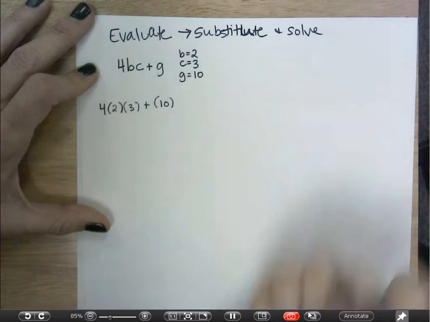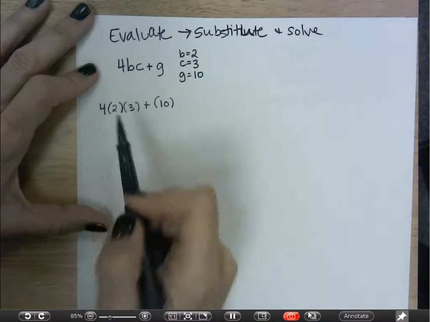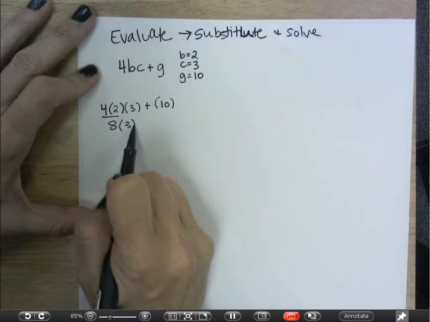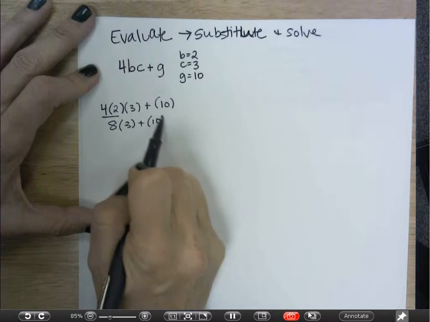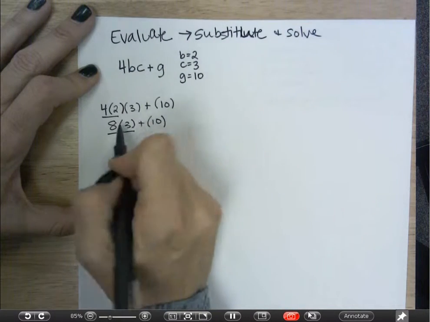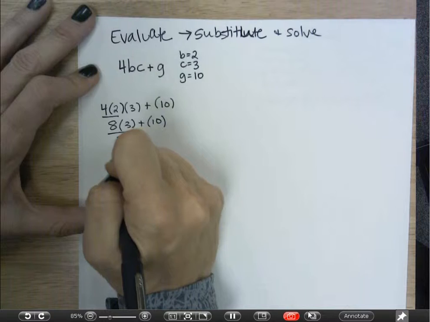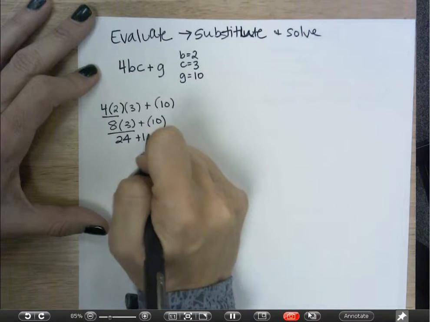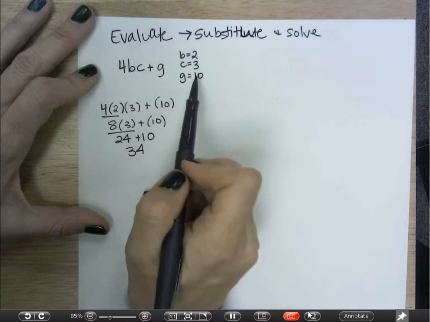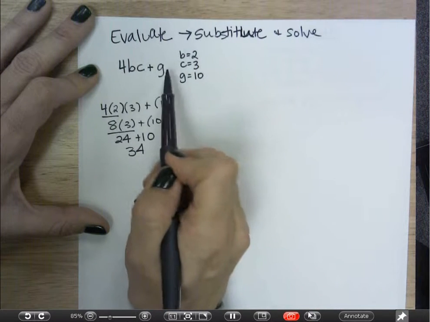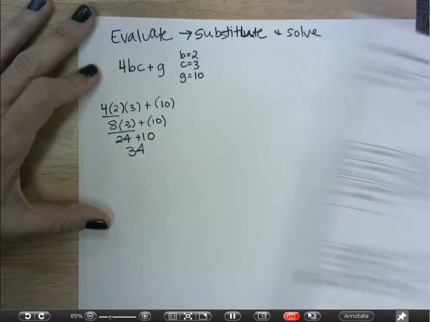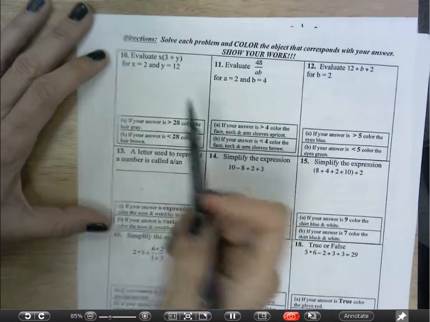Now I follow my order of operations and I do 4 times 2, which is 8, times 3 plus 10. Then I do 8 times 3, and since that's right outside parentheses, I know I'm multiplying it. 8 times 3 is 24 plus 10. So if I am substituting these values in for the variables, this expression equals 34. You have a couple of those that you have to do.